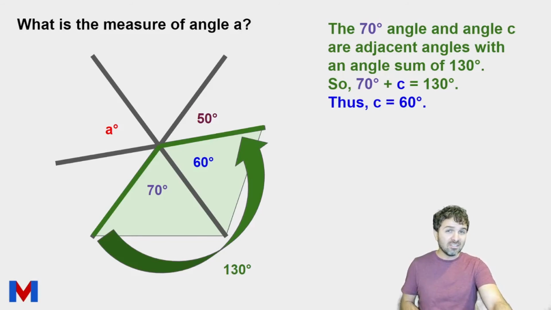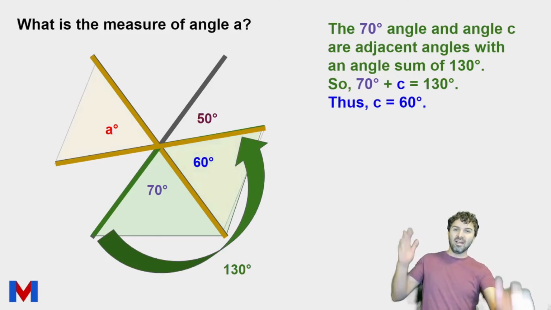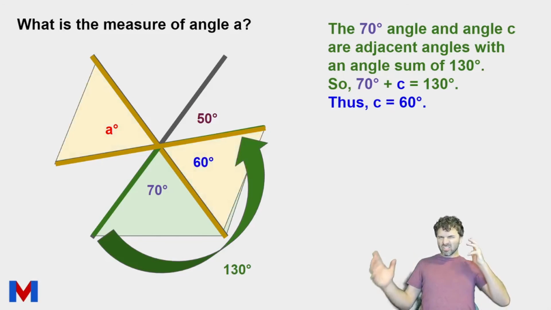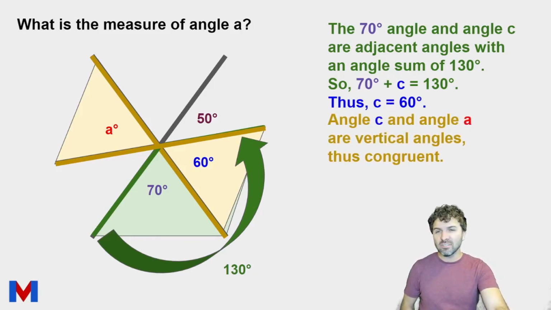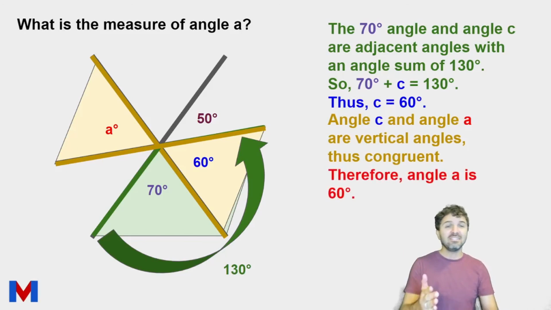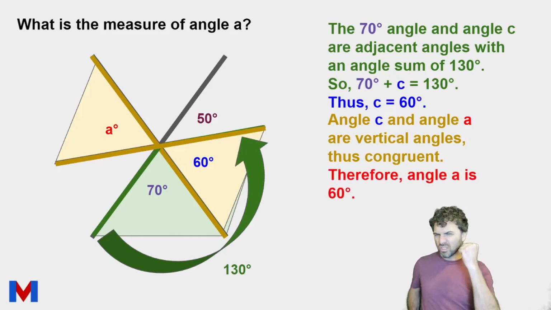Let's make a big old X to see, do A and 60 degrees actually make vertical angles? Hey, it worked! Yes! Alright. So A and 60 degrees are vertical angles. That means they're congruent. That means A is 60 degrees. We got it. We're good.